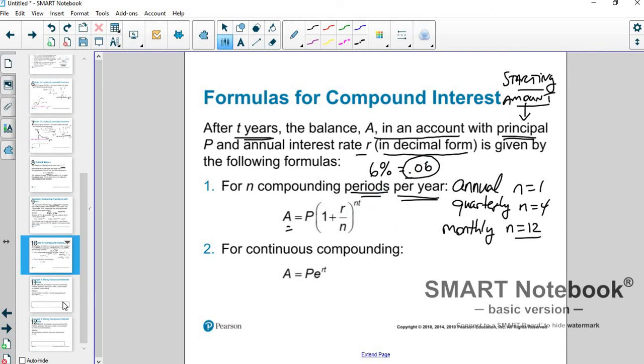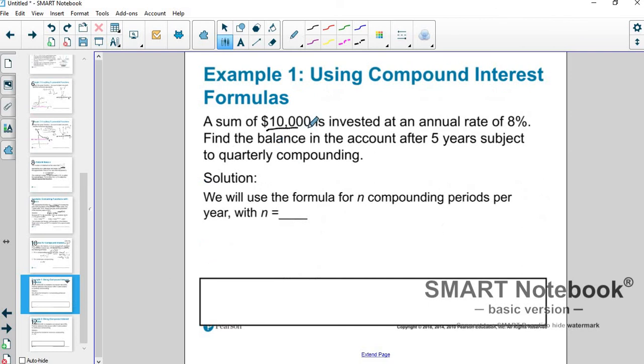Okay, so let's walk through one together. A sum of $10,000 is invested at an annual rate of 8%. Find the balance in the account after 5 years. I'm underlining all the important things. Subject to compounding quarterly. Okay, well, if it's quarterly compounding, we know we're not using the E formula. The only time we use E is if it says continuous compounding. So we're using this formula, N compounding periods per year. What does N have to be if we're doing quarterly? That's right, 4.